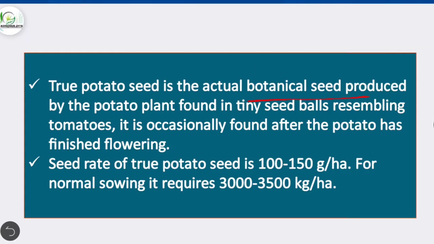True potato seed is the actual botanical seed produced by the potato plant, found in tiny seed balls resembling tomatoes. It is occasionally found after the potato has finished flowering. Seed rate of true potato seed is 100 to 150 grams per hectare. For normal sowing, it requires 3000 to 3500 kg per hectare.